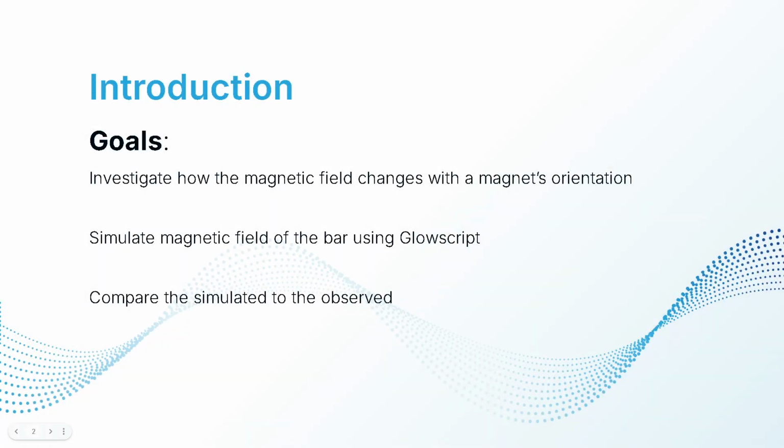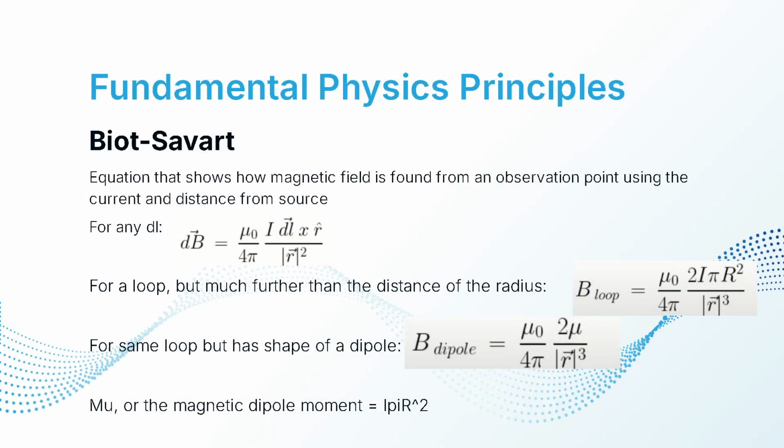So, some introduction stuff. The goal of the lab was basically to find what happens whenever you take a magnet, place it at one place, and then get a magnetometer and measure all the different magnetic fields at different points. Then after that, we simulate a magnetic field using some GlowScript, and we're going to compare the two and see how they differ.